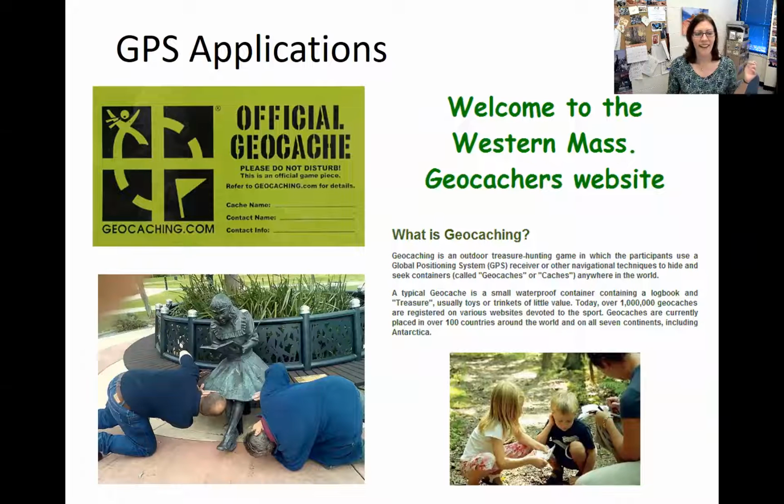And then one last GPS application, which, if we're doing the scavenger hunt this week, would be relevant to the scavenger hunt.